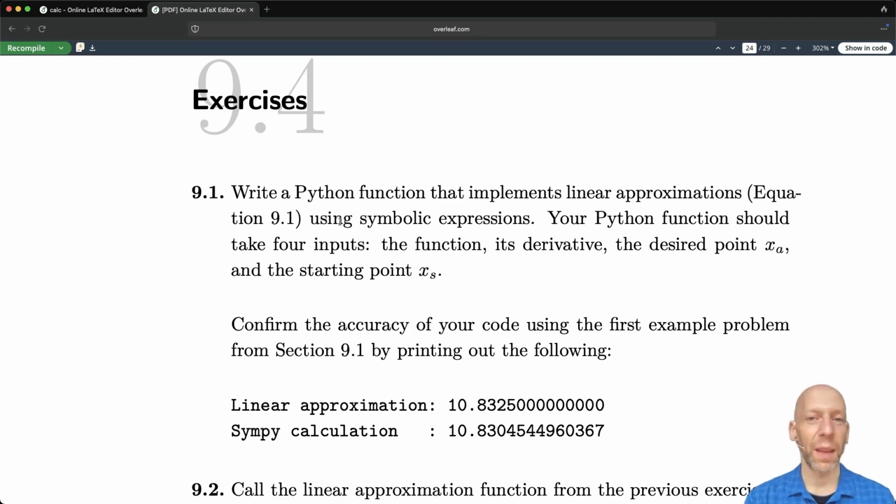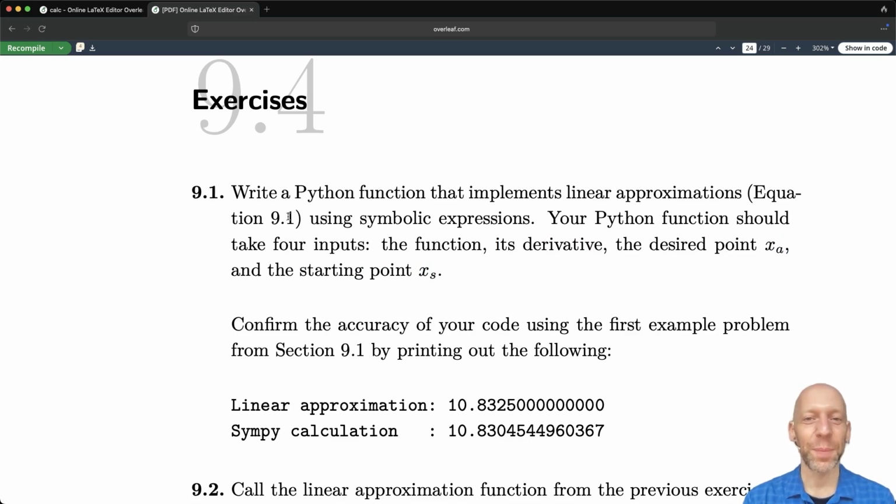Okay, so what you want to do in this exercise is fairly straightforward. Basically, you just need to translate the math formula that I showed in the text into Python code, in particular using SymPy and symbolic expressions. So write a Python function that takes four inputs: a function, its derivative, the desired point, which is the point that we want to approximate, and the starting position, which I call here x sub s. I will scroll up in a moment and show you that equation as a reminder.